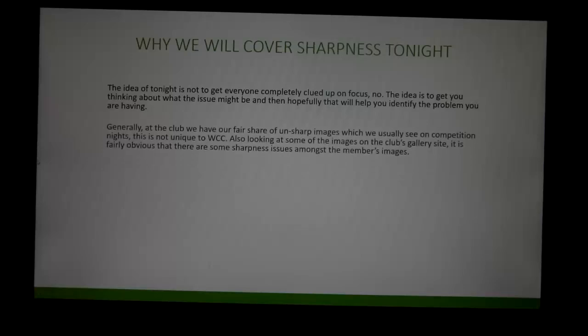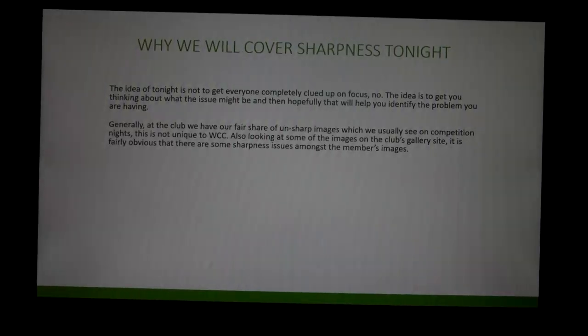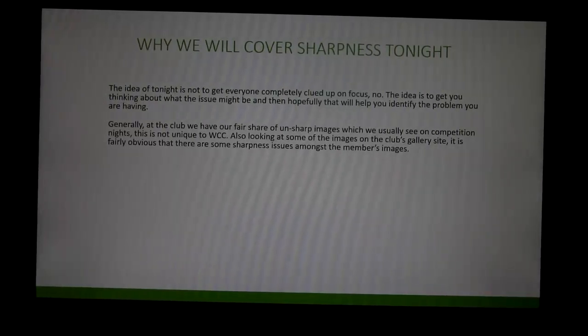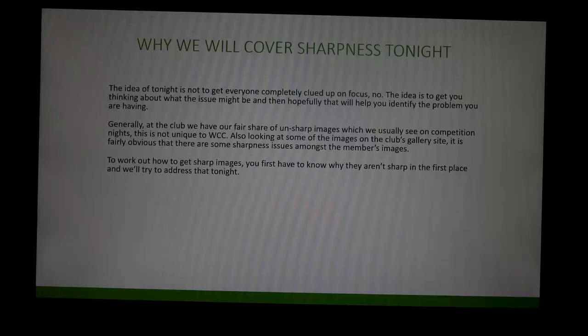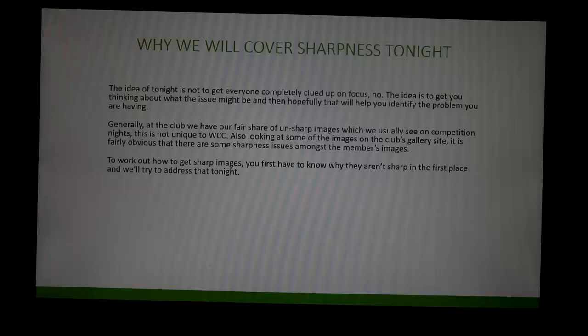Generally, at the club we have our fair share of unsharp images which we usually see on competition nights. This is not unique to WCC. Also, looking at some of the images on the club's gallery site, it is fairly obvious that there are some sharpness issues amongst the members' images. To work out how to get sharp images, you first have to know why they aren't sharp in the first place, and we'll try to address that tonight.